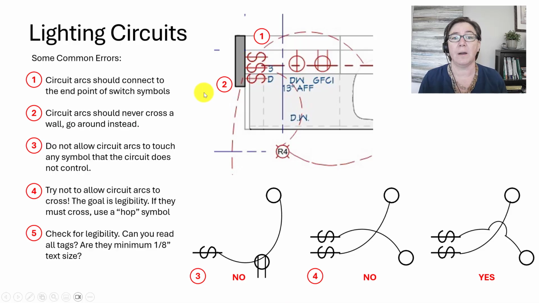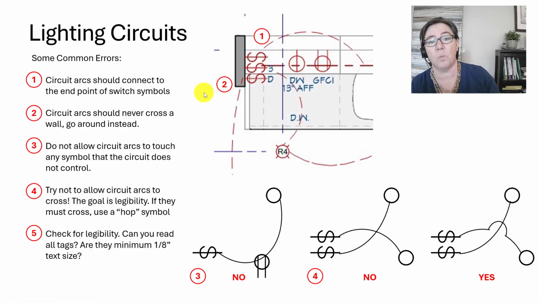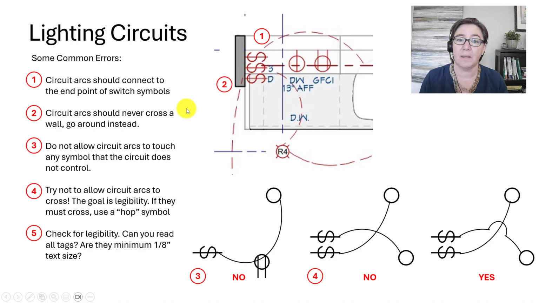Number two, circuit arcs should never cross a wall. We've got one right here. Go around instead. Don't ever cross a wall. And just as we're looking at number two, we shouldn't connect to the back edge of the switch symbol. You should definitely connect right here to this point.